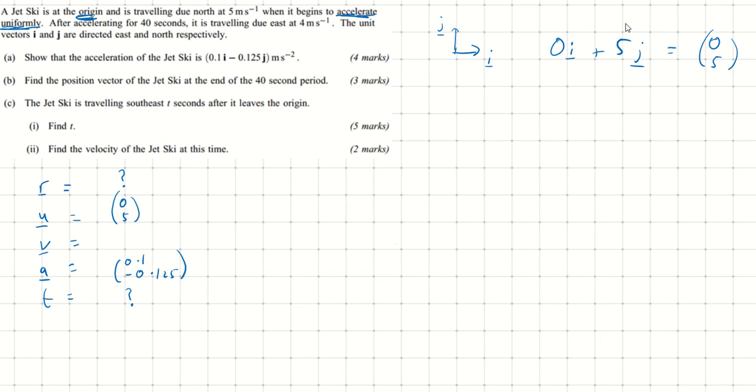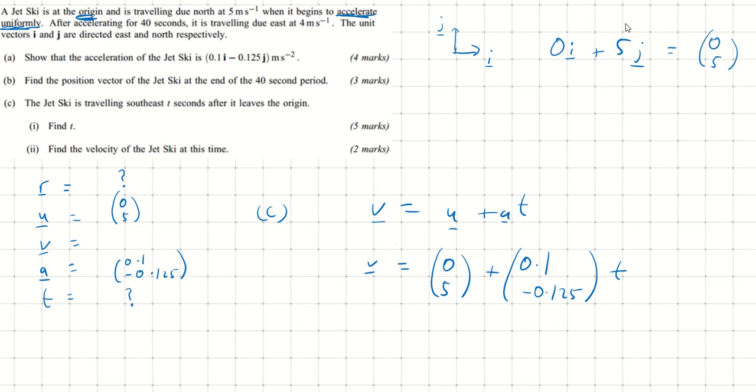But we do know something about v. We know that it's travelling southeast. So let's use an equation. We know nothing about r, so let's have an equation that doesn't involve r at all. The easiest one to use here is v equals u plus at. Well, v is u, 0, 5, plus 0.1, minus 0.125, t. That's an equation for v.